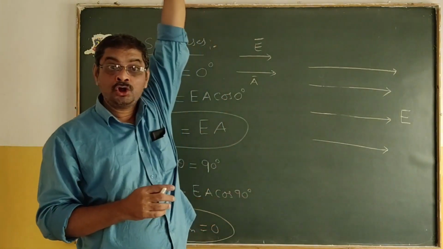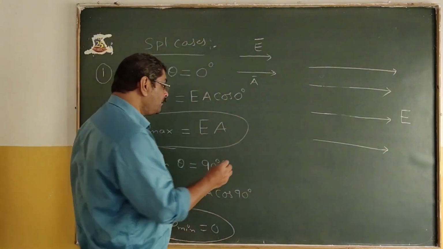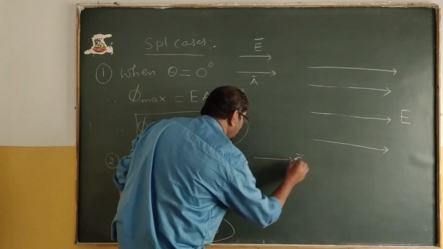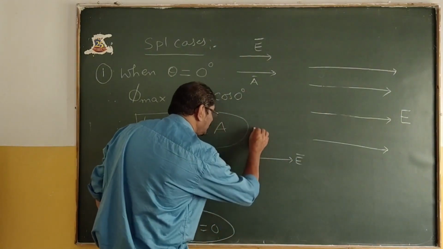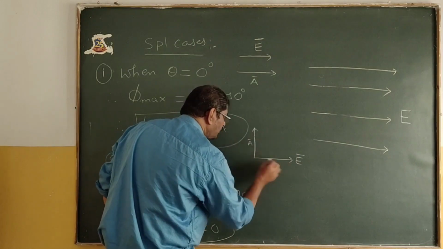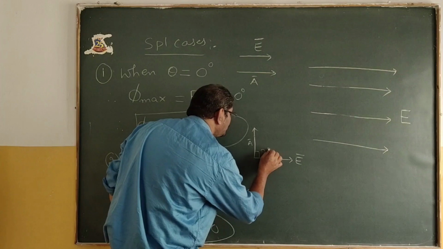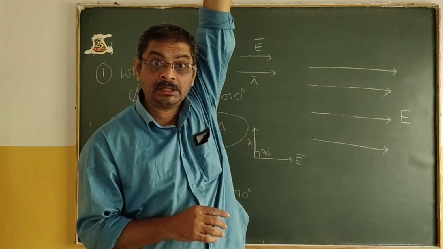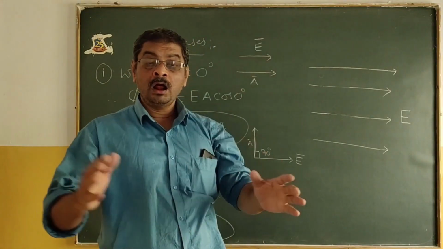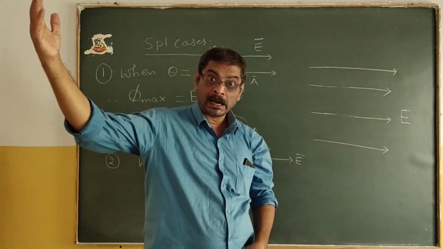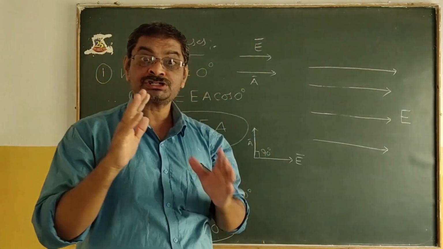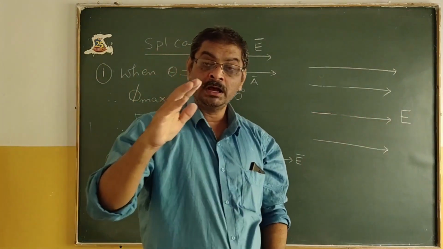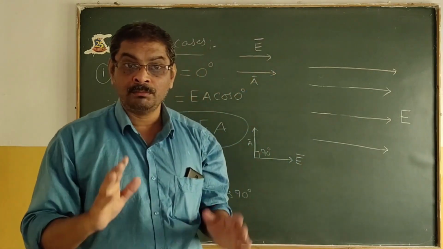On the other hand, remember, whenever the field vector and the area vector are perpendicular to each other, then the angle between them will be 90 degree. So cos 90 degree will be 0. That's the reason why the electric flux will become 0.